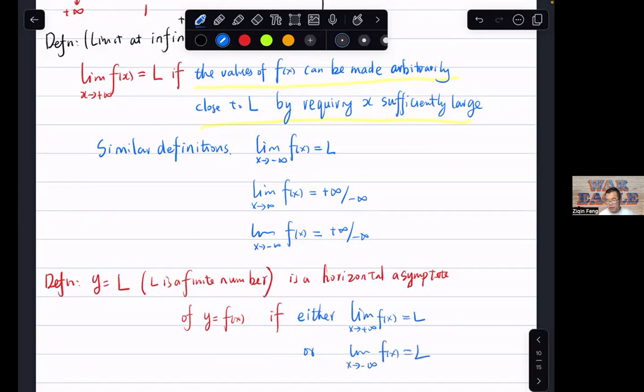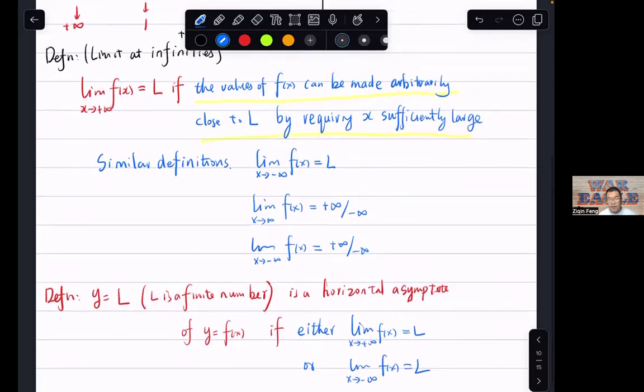So that's basically our definition of the limit at infinity, which is either at positive infinity or negative infinity. This limit could be a finite number or could be positive infinity or negative infinity. But if you have a finite number as a limit at one of the infinities, then y equals this number is called a horizontal asymptote.